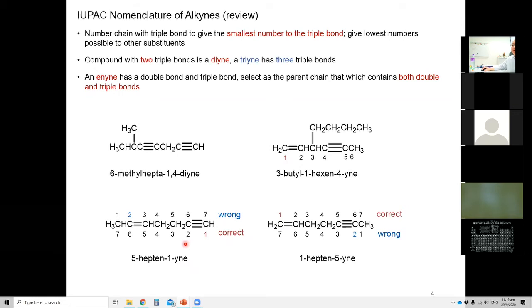And you cannot put the numbering as 2, 6. One side is 2, 6, one side is 1, 5. You need to pick 1, 5 because 1 is less than 2. So for example, this one should be 1, 5, and should not be 2, 6, for the same reason.